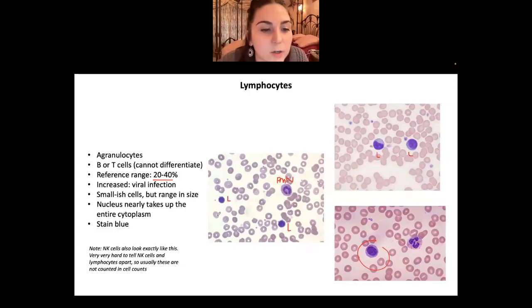And then last little note is NK cells also look just like this. We talked about this, but you don't usually count NK cells in your cell counts because it's very, very hard to identify the difference between them. So we just call all of them lymphocytes. They're either B or T cells. But again, that's the whole idea. NK cells develop from the same precursors as B and T cells. So they're going to look exactly the same.